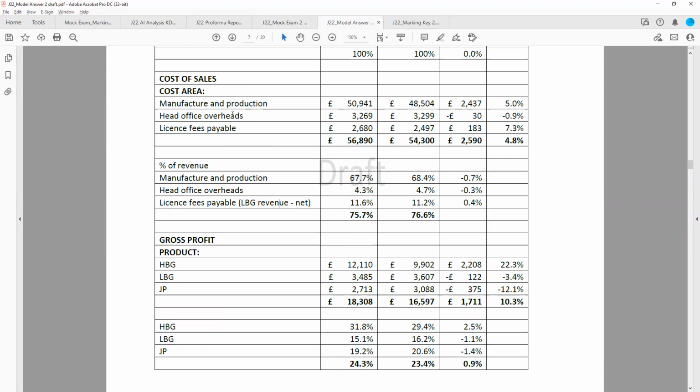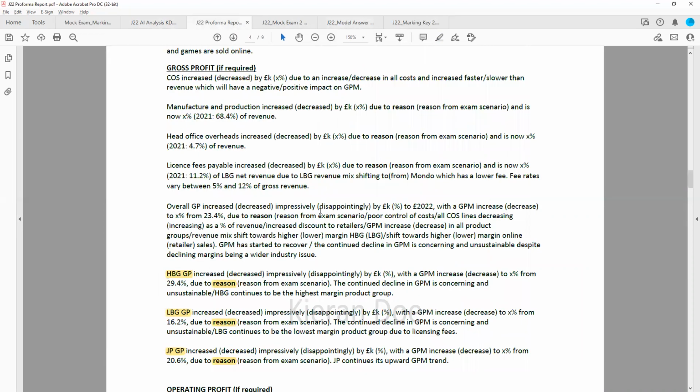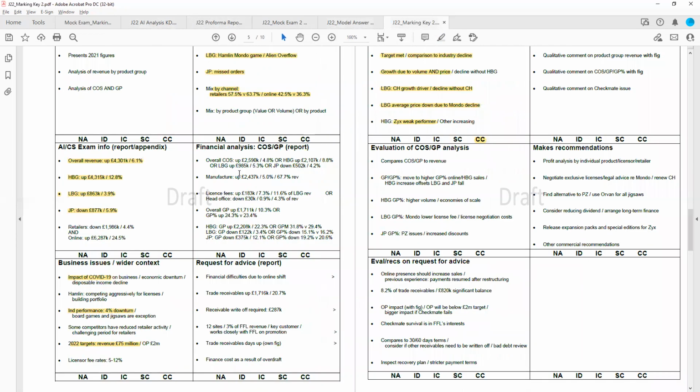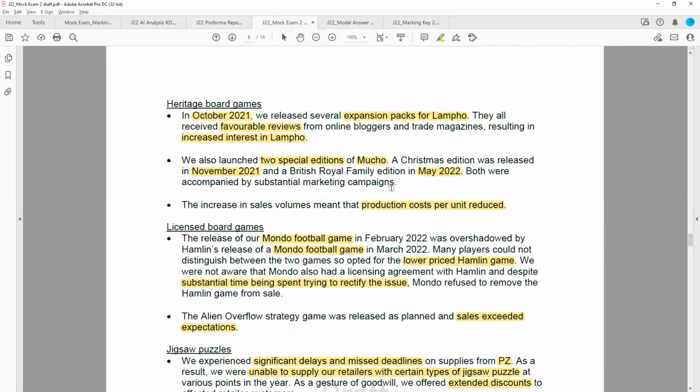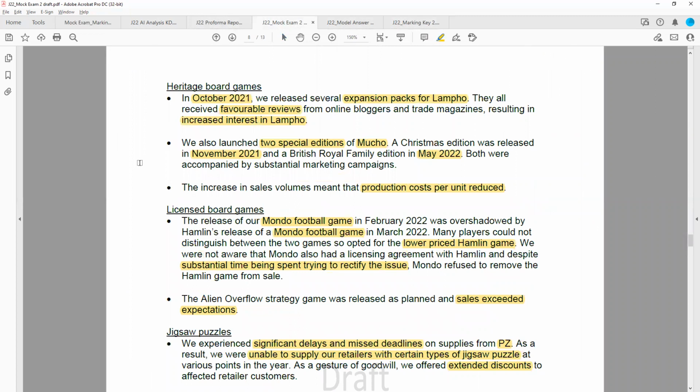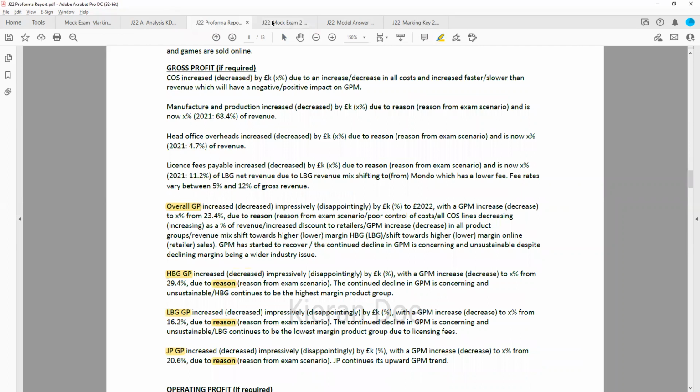But again, we've got a bit of a tricky decision to make here, because we've said cost of sales / gross profit is one box on the marking key. So we only need like 4 or 5 points. But then you're thinking, well, look at cost of sales overall, there's manufacturing production, there's head office overheads, there's license fees. And then I can look at overall gross profit by each product group. Again, that's 8 points. That's too much. So again, you need to think selectively, where are you going to focus here? So we weren't really told in the exam paper, unlike in mock exam 1, where we were told specific information about certain types of costs, like why manufacturing production had gone up because they had to switch suppliers in the year.